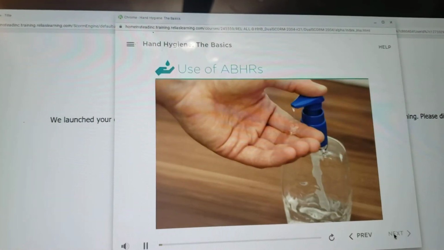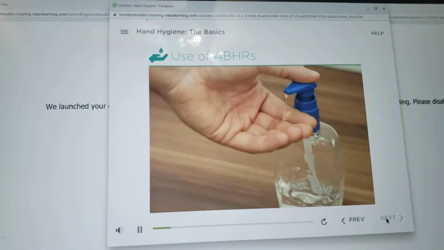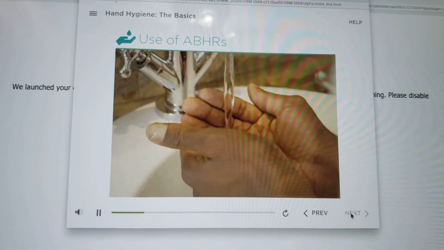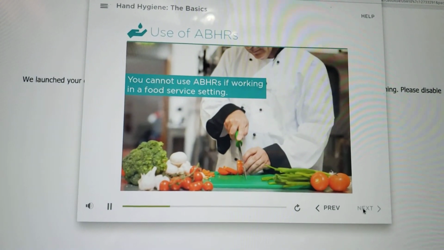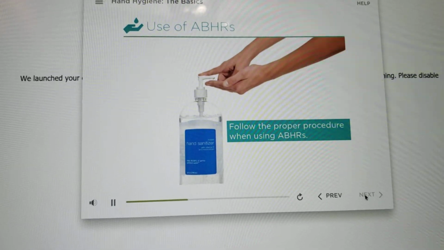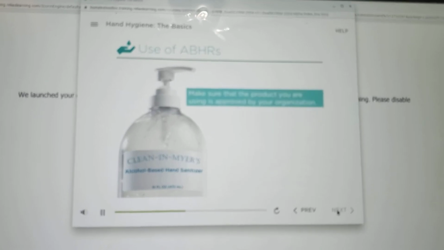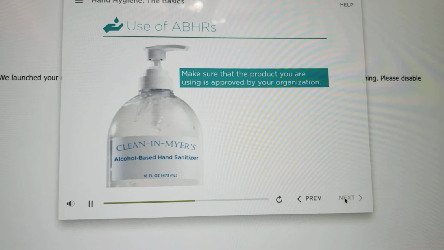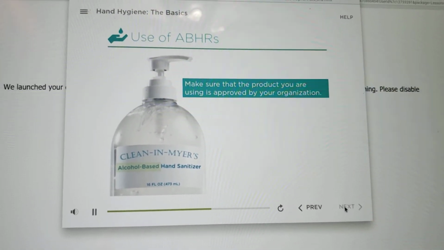You can use alcohol-based hand rubs, ABHRs, for the routine decontamination of hands, except in the circumstances in which washing hands with soap and water is required. You cannot use ABHRs if working in a food service setting. As with hand washing, it is important for you to follow the proper procedure when using ABHRs. First, make sure that the product you are using is approved by your organization. Some hand rubs on the market are not alcohol-based and therefore should not be used.